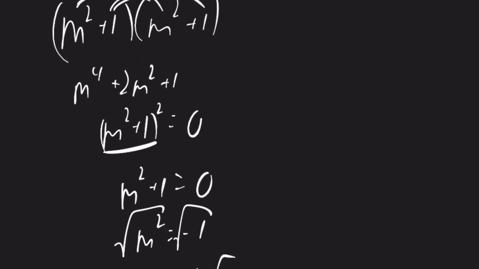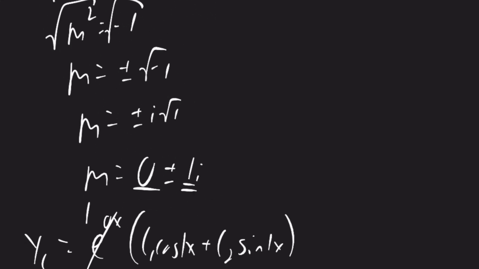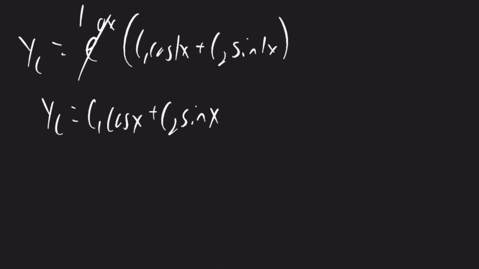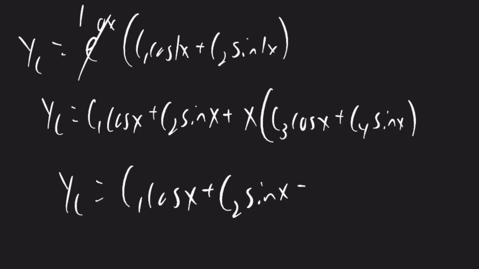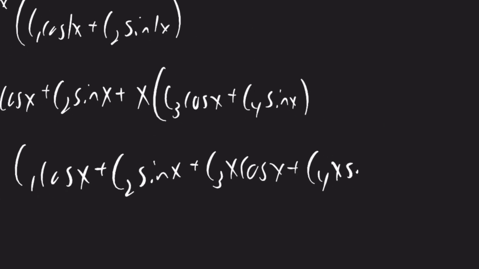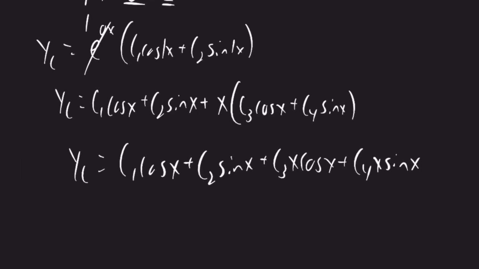Now we can worry about the square I mentioned earlier. Because m squared plus 1 is duplicated, all we have to do is have this, but multiply with additional x. So it'll be plus x times, and I'll use some different coefficients. It'll be c3 times cosine x plus c4 times sine x. So yc is going to be equal to c1 cosine x plus c2 sine x plus c3 times x cosine x plus c4 times x sine x. And that is our yc.